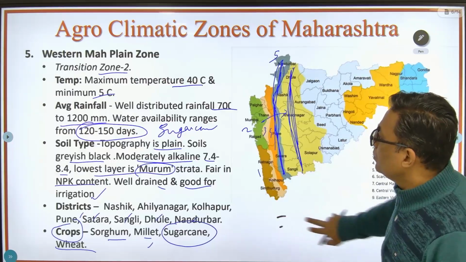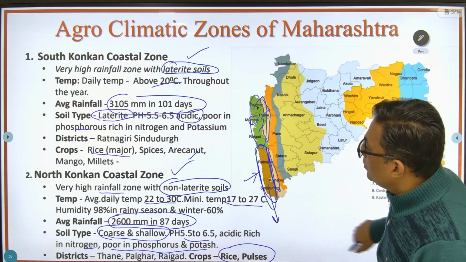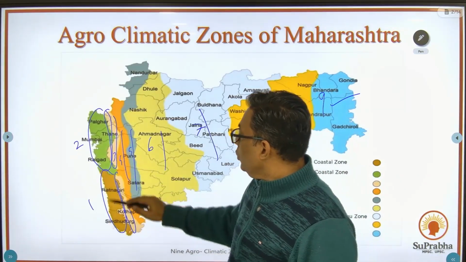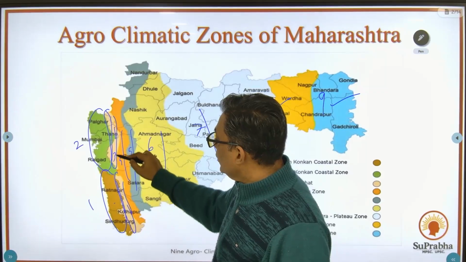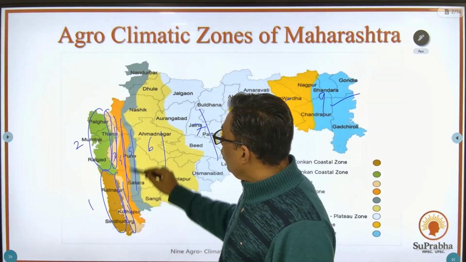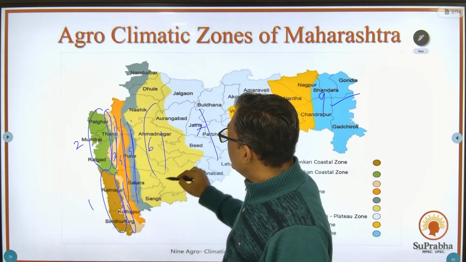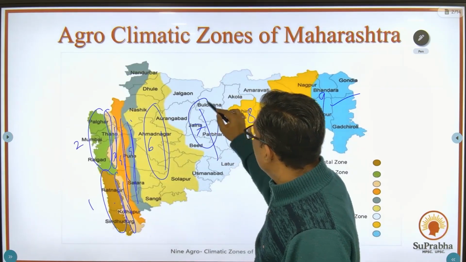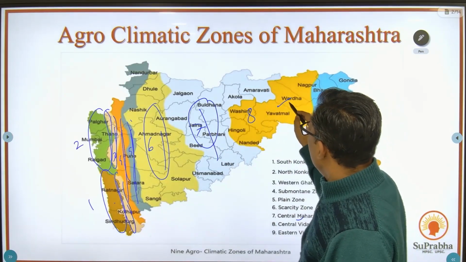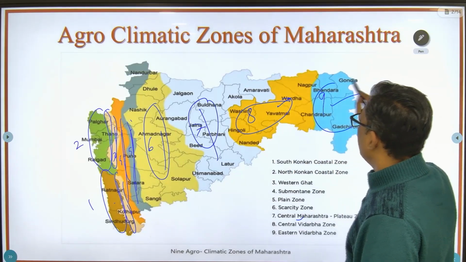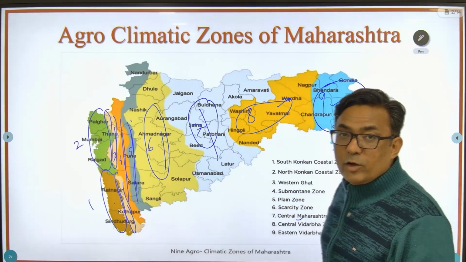Fine. So 1, 2, for the Western Ghats 3, submountain 4, the plain, Western Maharashtra plain region 5, okay, the scarcity zone 6, assured rainfall 7, then you have the moderate rainfall, central Vidarbha, and the high rainfall, eastern Vidarbha. These are the 9 agroclimatic zones.